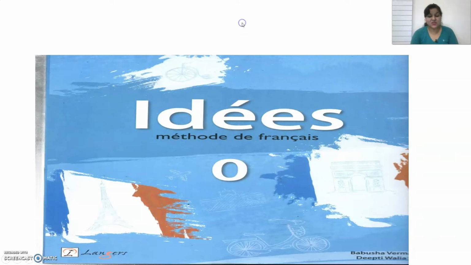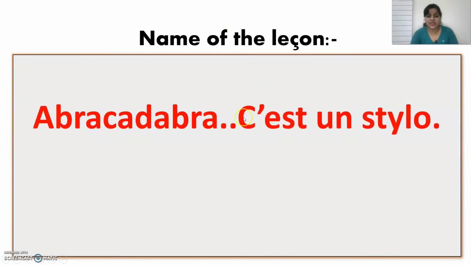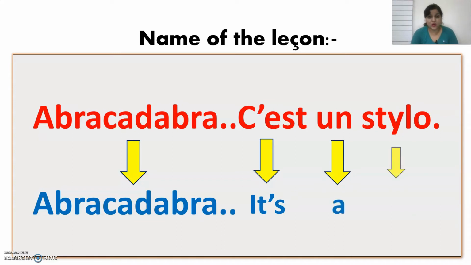So let's start. We are going to do lesson number 4 of Idées Zero book. Let's firstly see what's the name of the lesson. The name of the lesson is Abracadabra, c'est un stylo. You also repeat after me. Abracadabra, c'est un stylo. Now what does it mean? Abracadabra means abracadabra. C'est means it is or it's. Un means a. Stylo means pen. So it means abracadabra, it's a pen.